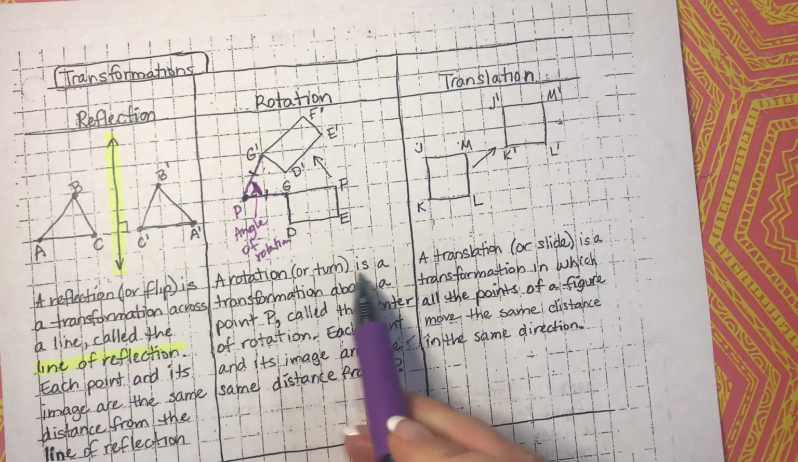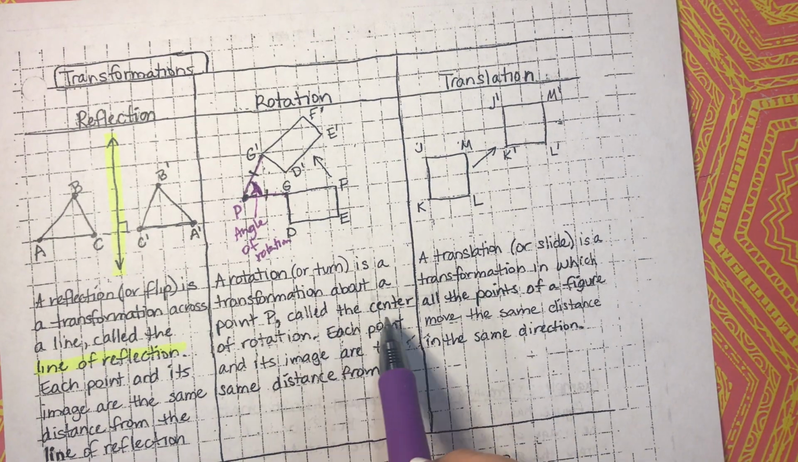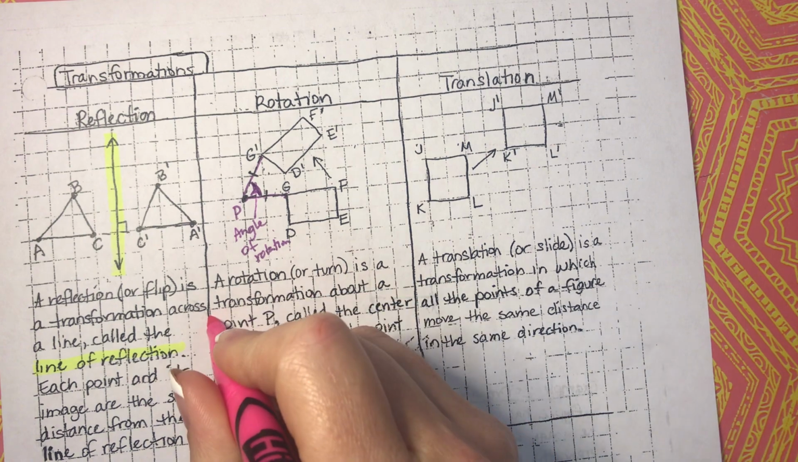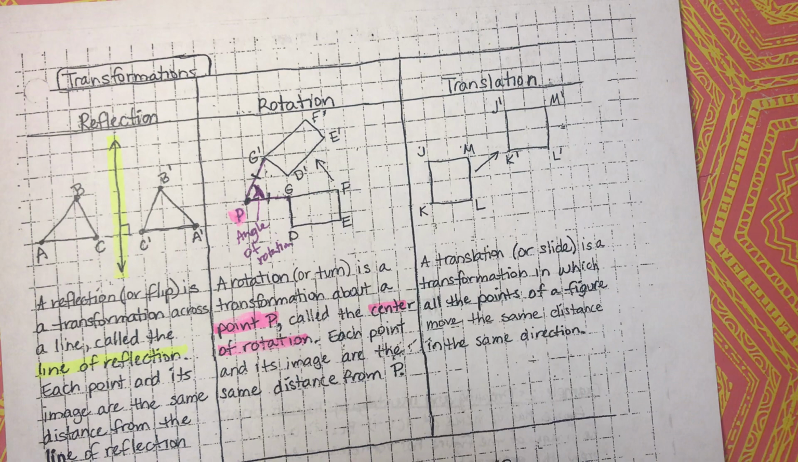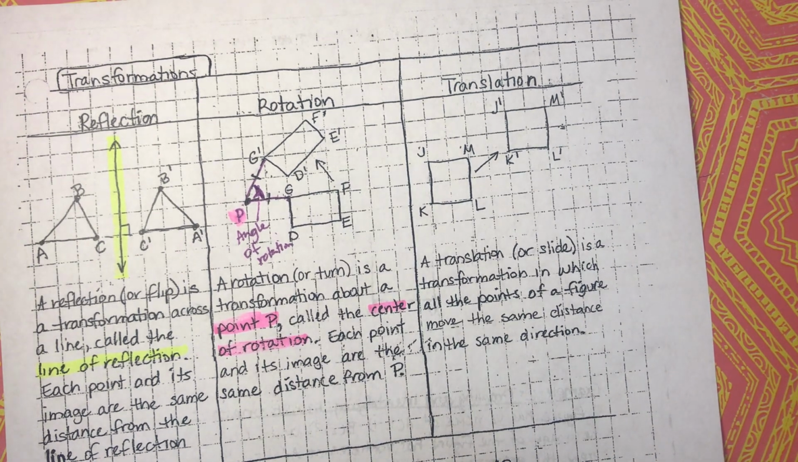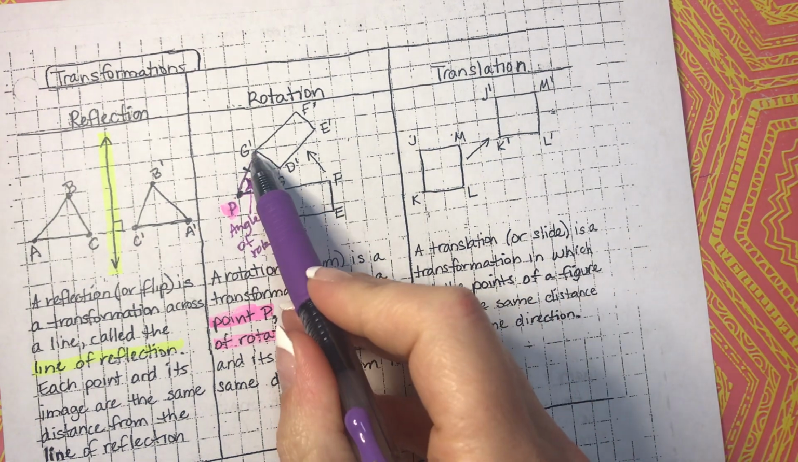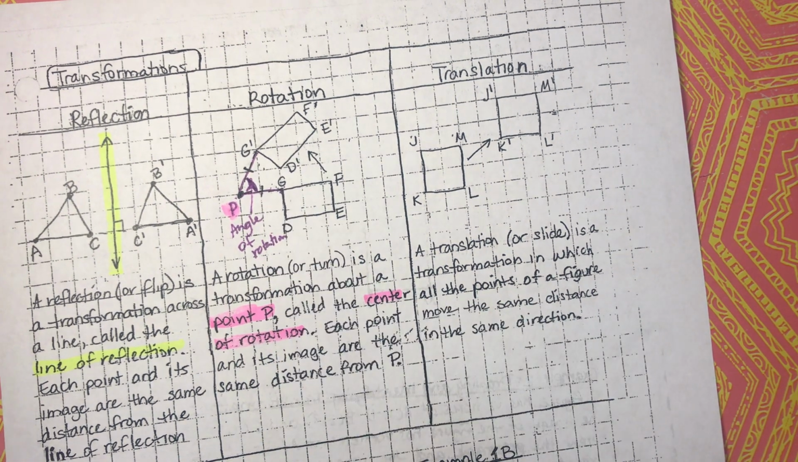So a rotation or turn is a transformation about a point P, called the center of rotation. Point P is the center of rotation right here, okay? Each point and its image are the same distance from P. We just talked about that. So point G and its image are the same distance from point P. Okay, rotation. Let's look at a different rotation.